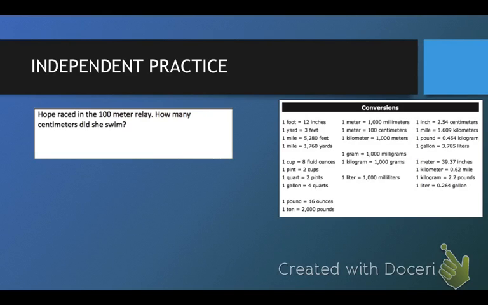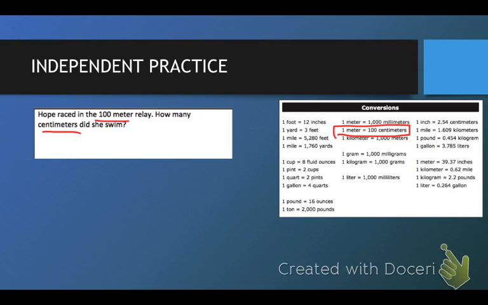Alright, I'm back. Here we go. It says Hope raced in the 100-meter relay. How many centimeters? So we have meters and centimeters. So I'm looking for meters and centimeters. Hopefully you did the same thing. You should have found right here, we have meters and centimeters. Now, you might have also found it somewhere else on here. If you did, whatever, they'll both give you the same answer, I hope.